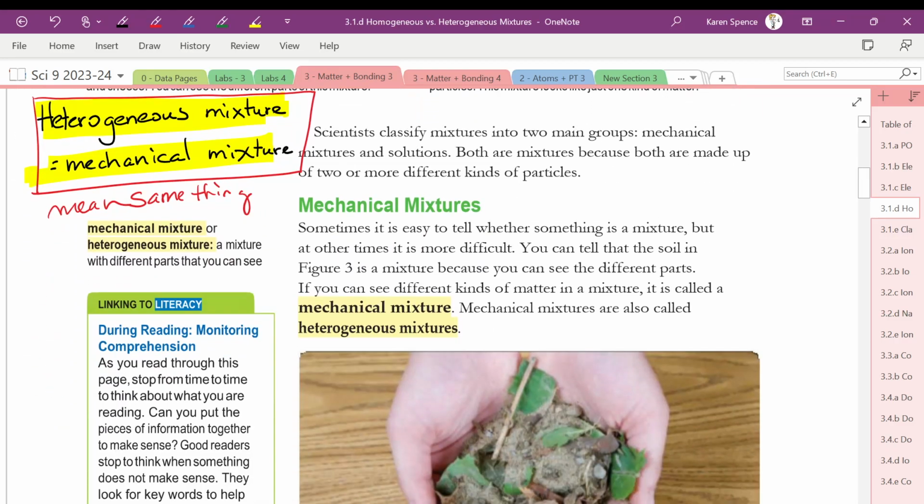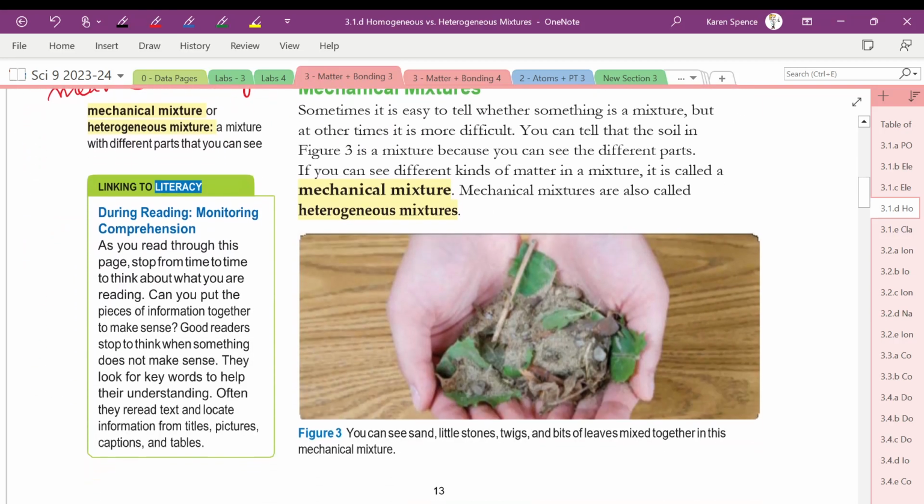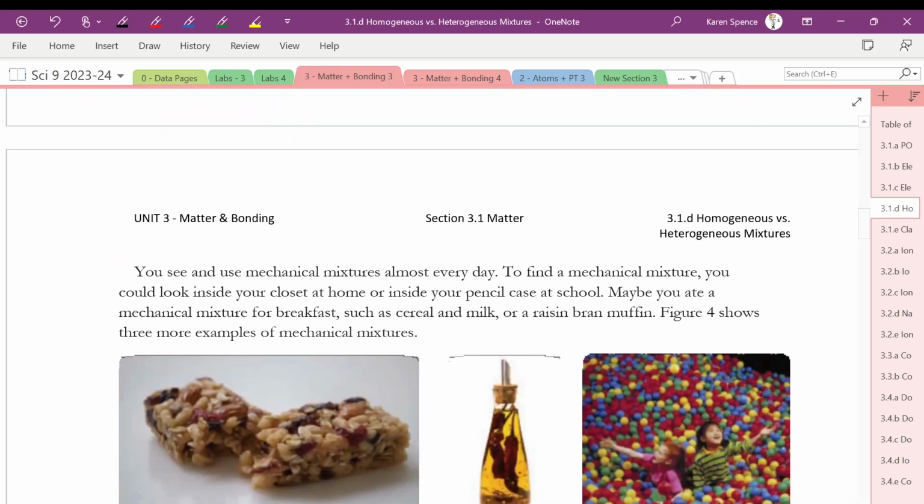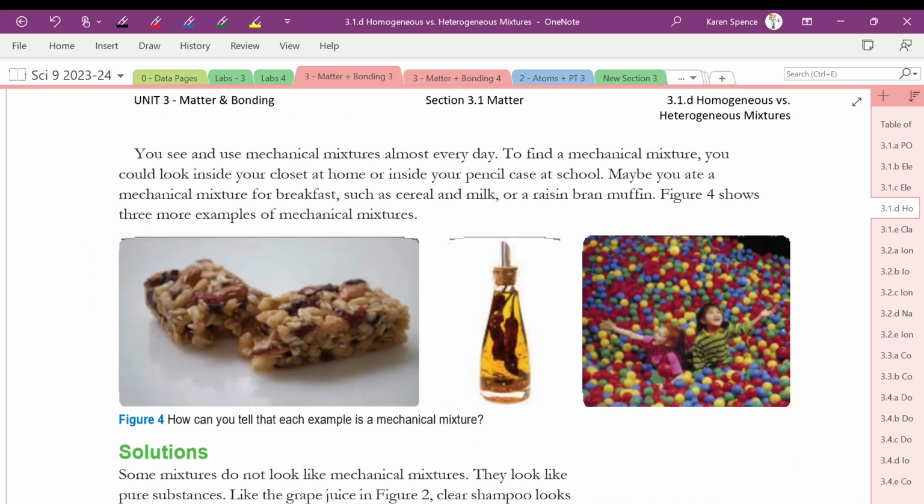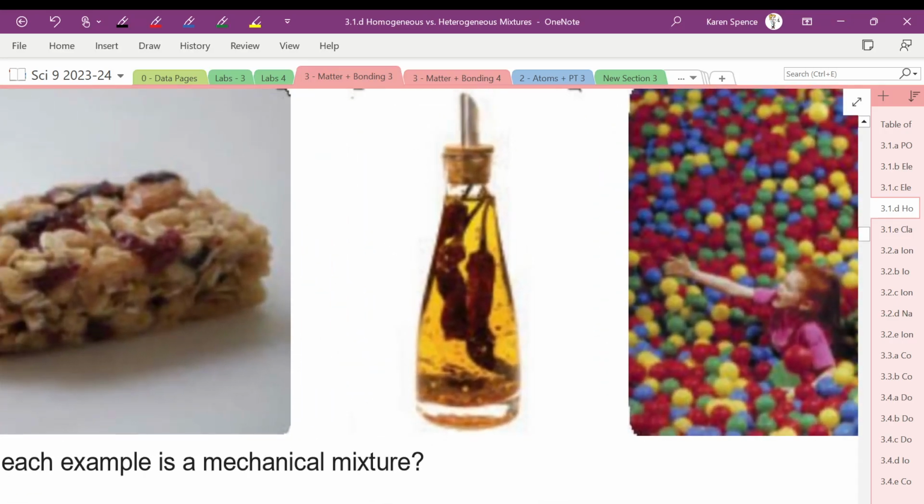So those are our mechanical mixtures. There we have a lovely little heterogeneous mixture, a mechanical mixture with leaves and dirt and sand and all kinds of stuff. Granola bar, heterogeneous. Ball pit, heterogeneous. Some oil with chilies in it, heterogeneous.